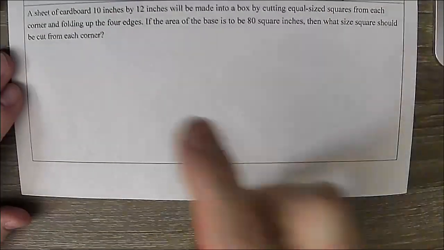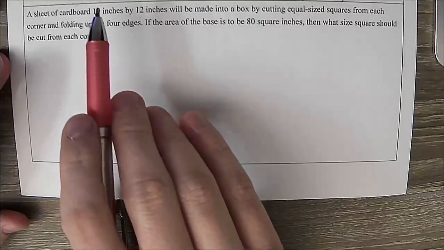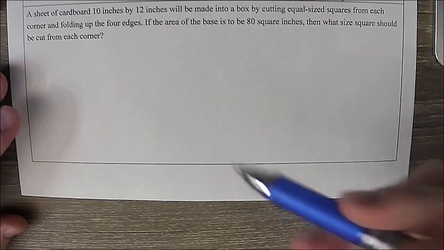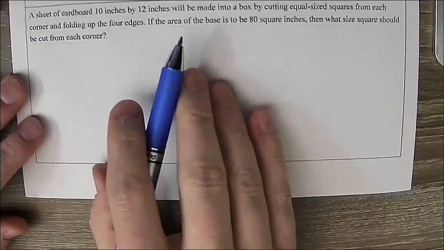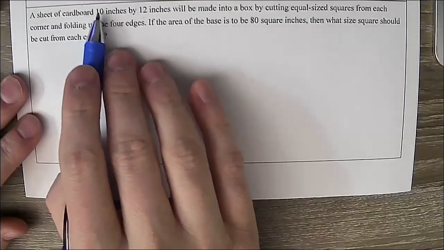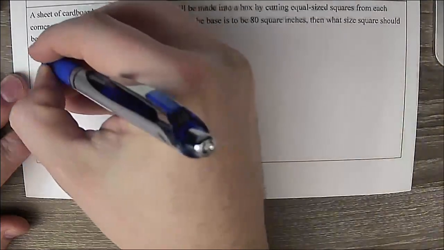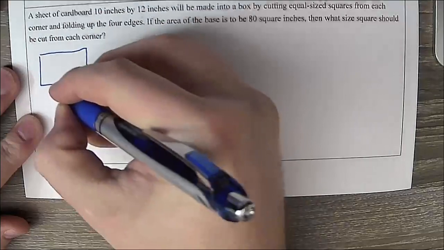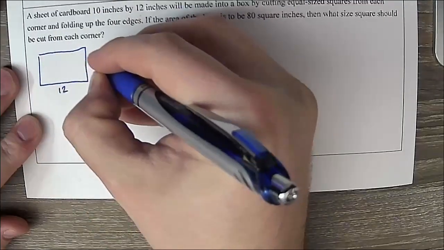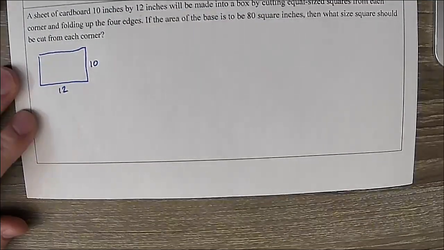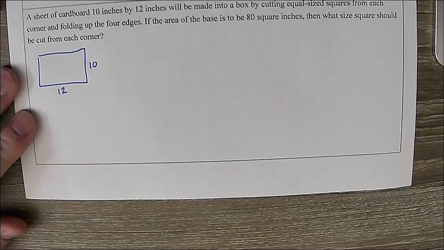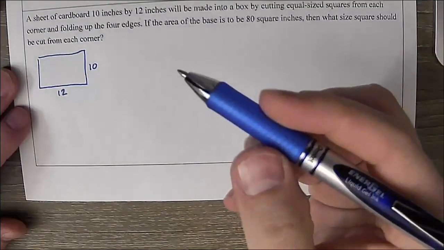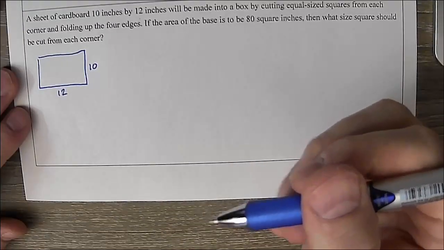Last one, we've got a sheet of cardboard. So this is similar like the Amazon problem from class that we skipped over, but if you were to look at Google Classroom at it. So I've got a sheet of cardboard that's 10 inches by 12 inches. All right, so I've got my rectangular piece of cardboard. I'm going to put the 12 right there. I've got the 10 right there. Okay, cool. It's going to be made into the box by cutting equal size squares from each of the corners and then folding up all the edges.